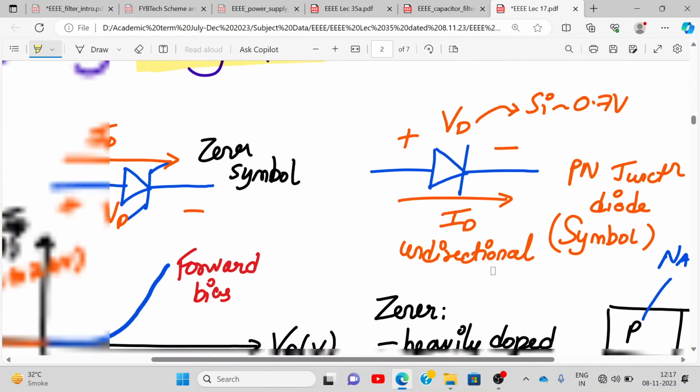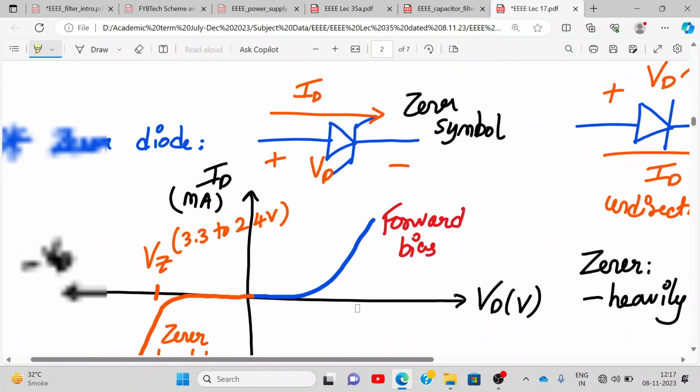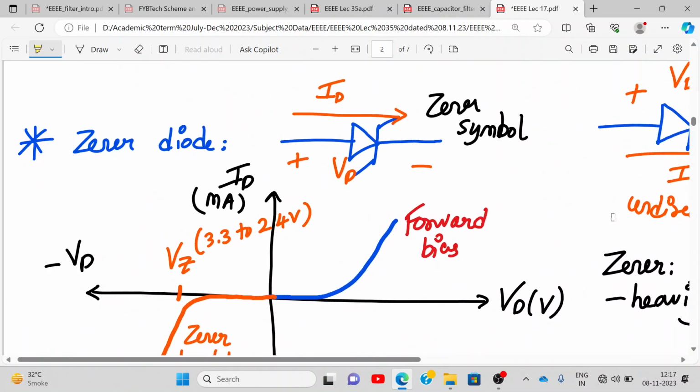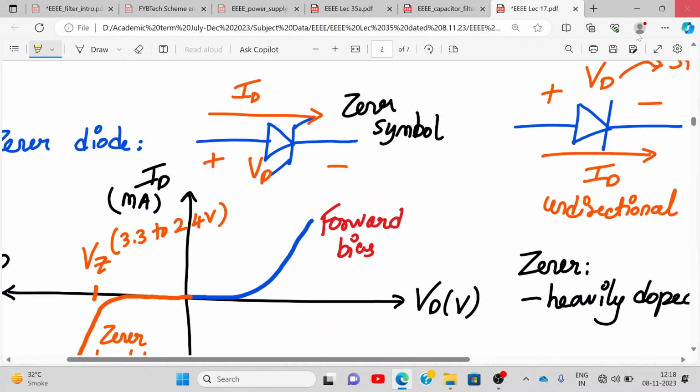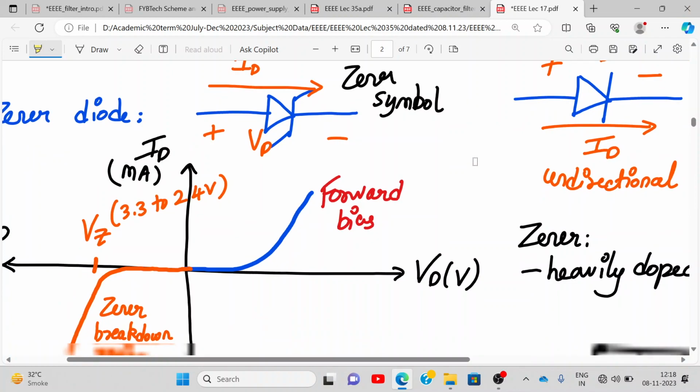So this is the symbol of a Zener diode. Please draw it. Zener diode symbol. Can you see the difference between the Zener diode symbol and a PN junction? It has arrows in both directions. Meaning, the current can flow in both directions in a Zener diode. So Zener diode in forward characteristics behaves exactly the same as a PN junction diode. There is no difference.